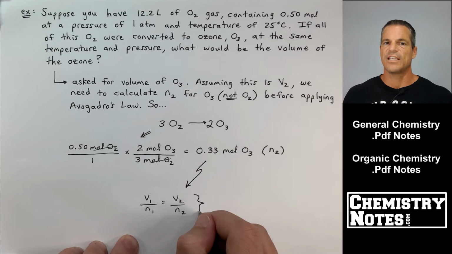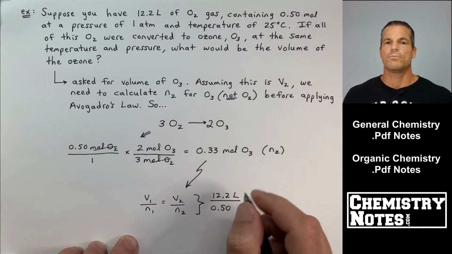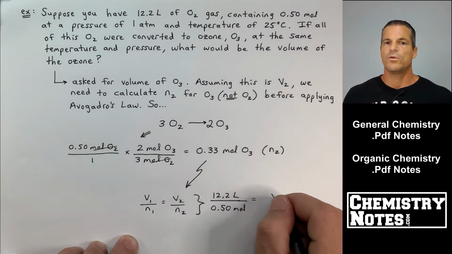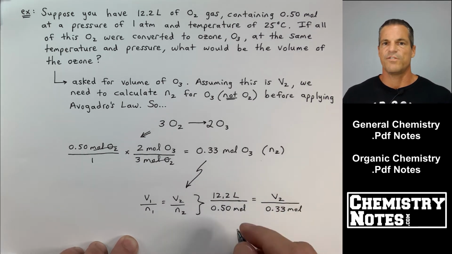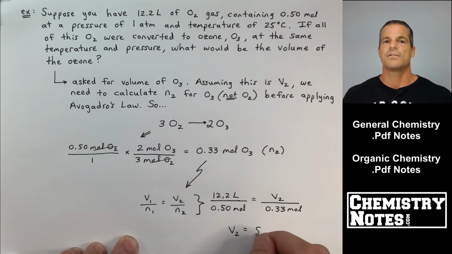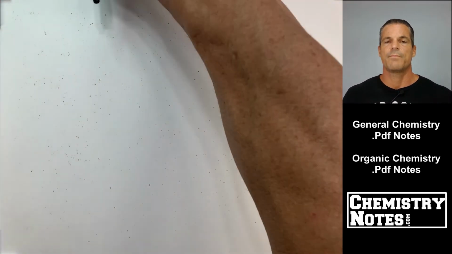V1 over N1 equals V2 over N2. We then plug things in. So we got 12.2 liters over 0.50 moles equals V2 over 0.33 moles. My V2 has the same units as V1, 8.1 liters of O2. Okay, and that should be O3. So I apologize for the typo.